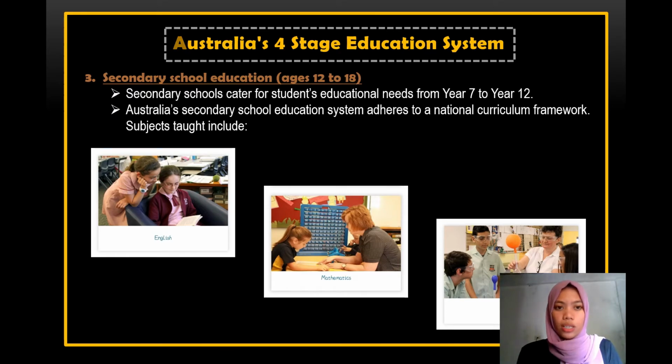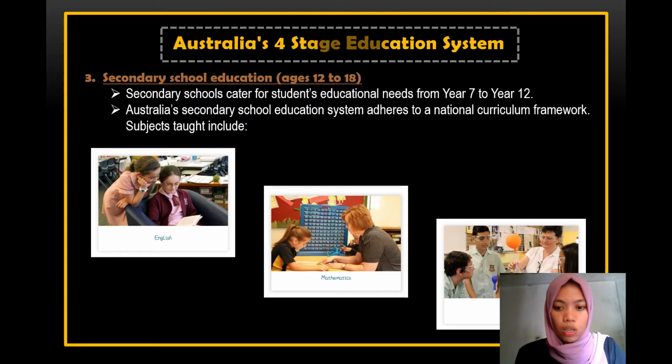The third one is secondary school education. This is age from 12 to 18. Secondary schools cater for students' educational needs from year 7 to year 12. Australia's secondary school education system adheres to a national curriculum framework. So, in this case, in some states, students can drop out at year 10 to enroll for vocational training and pursue an apprenticeship. So, they are able to look for a job.